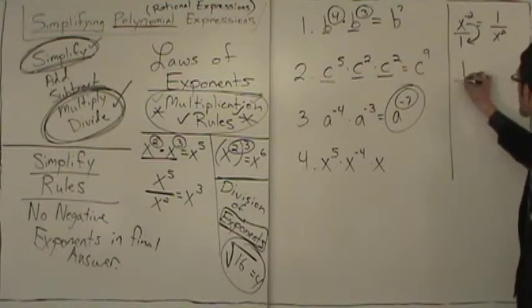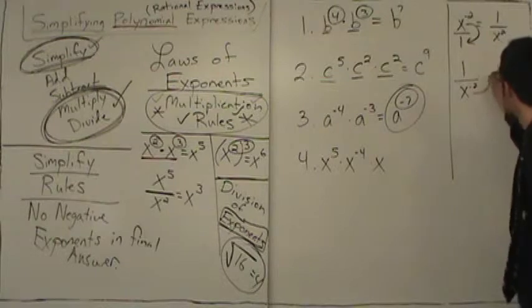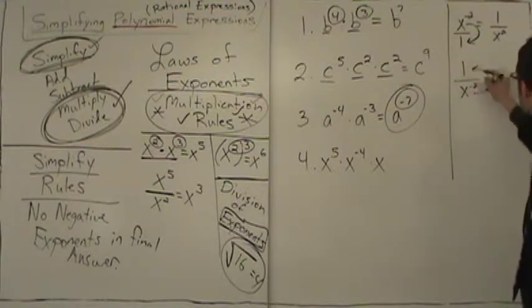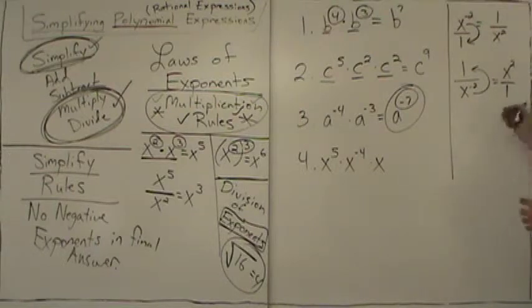Here, let's look at 1 over x to the negative 2. Also, negative exponents mean move from bottom to top. So we can move it from the bottom to the top and change the sign of the exponent. So x to the negative 2 moves to the top, becomes x to the positive 2 over 1. And do we write over 1? No, so we just get x squared.